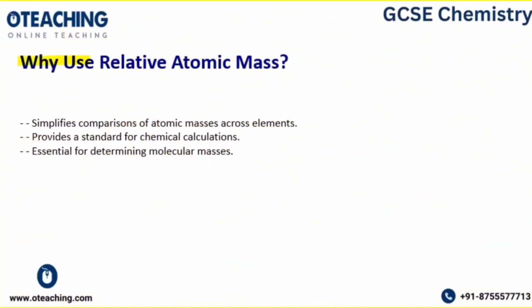Why use relative atomic mass? It simplifies the comparison of atomic masses across elements. Secondly, it provides a standard for chemical calculations. For example, for carbon, we take it as 12, so it simplifies our calculations. Then it is also essential for determining molecular masses.